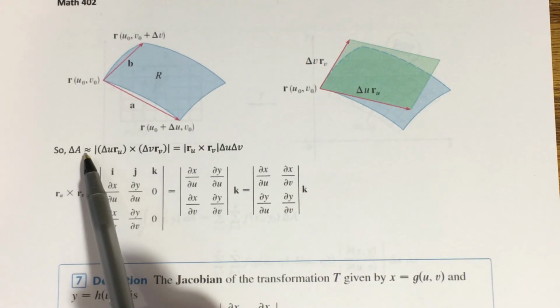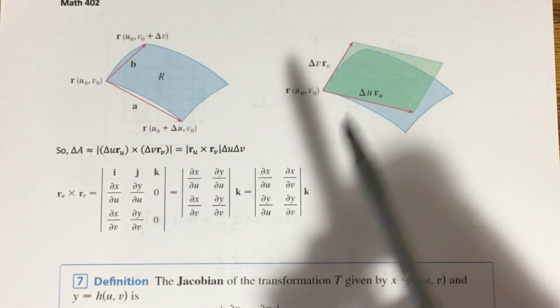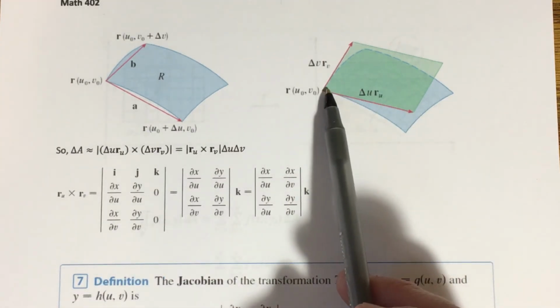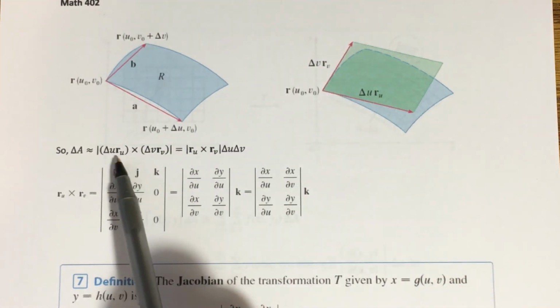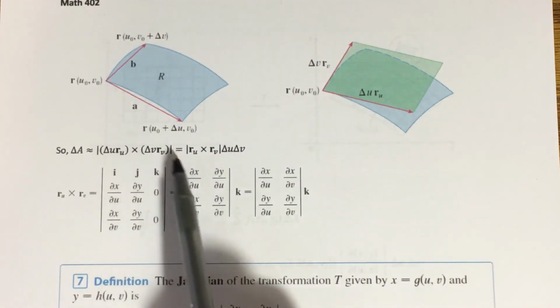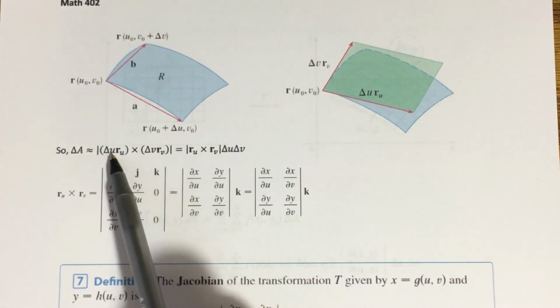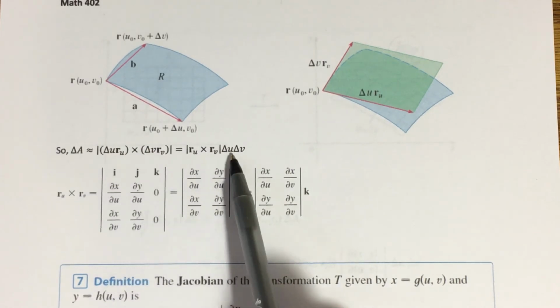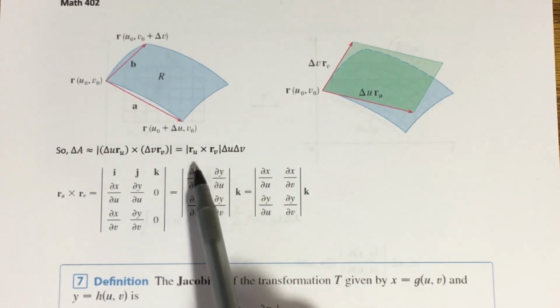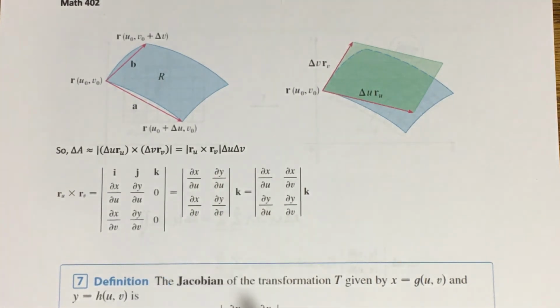Delta A is approximately the area of this parallelogram, but from chapter 12, we know that if you have a parallelogram determined by two vectors, the area of that parallelogram is the magnitude of the cross product of those two vectors. Now those two vectors both had a scalar that was being multiplied to them, and using properties of cross products and magnitudes of vectors, we know that those two scalars can be pulled out of that magnitude, and we're left with the cross product of R_u with R_v in this magnitude right here.